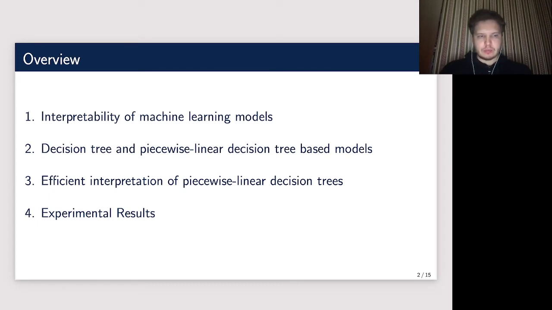At first, I will talk about the interpretability of machine learning models. Then I'll discuss the machine learning models of decision trees and piecewise linear decision trees. Then I'll describe the main contribution of my work, an algorithm for efficient interpretation of piecewise linear decision trees, and in the end I will give a quick rundown of experimental results.